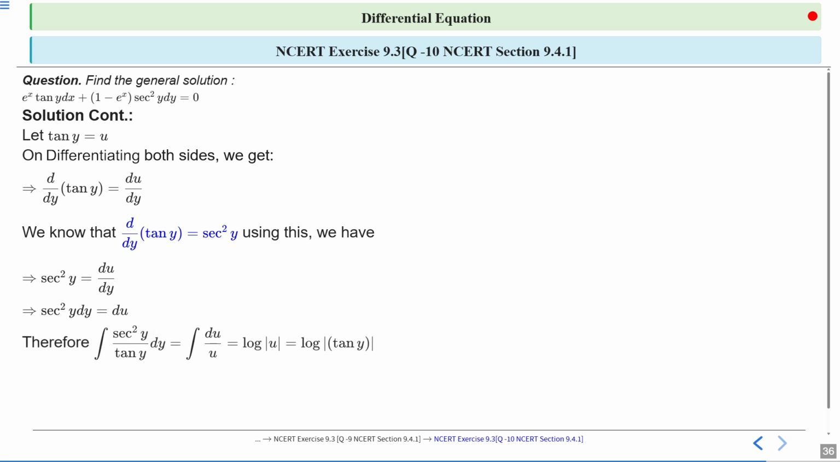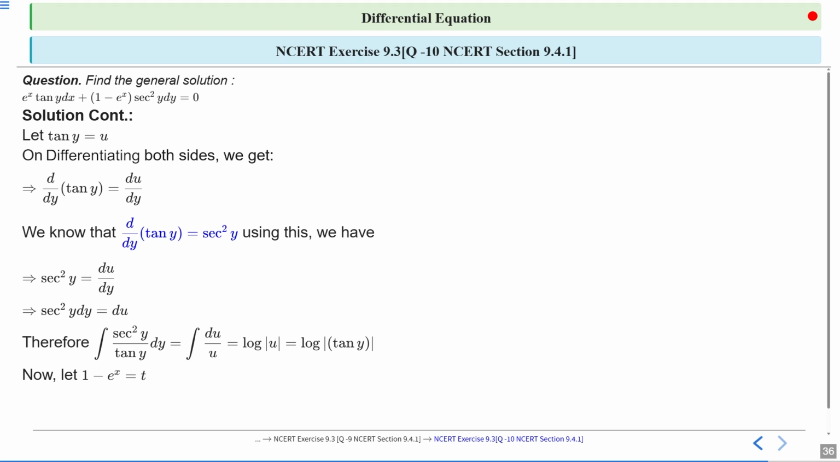Therefore, the integration of sec square y by tan y dy becomes, we replace sec square y dy as du and tan y as u. Now we have to integrate du by u, that is log mod u, and substitute back the value of u, that is tan y. So we get log mod tan y. Now we integrate the second part.